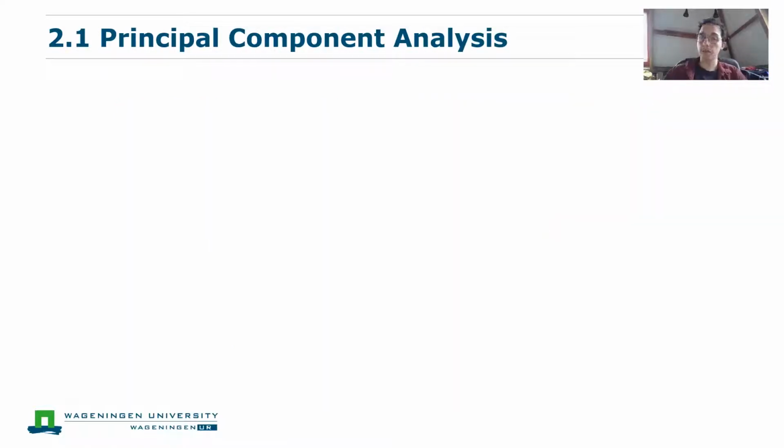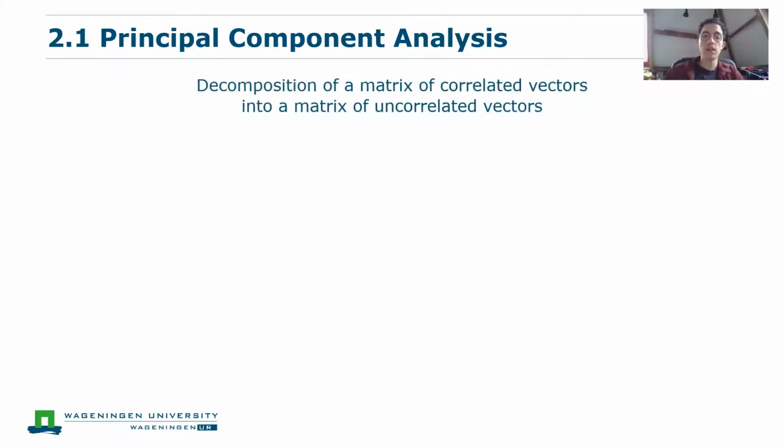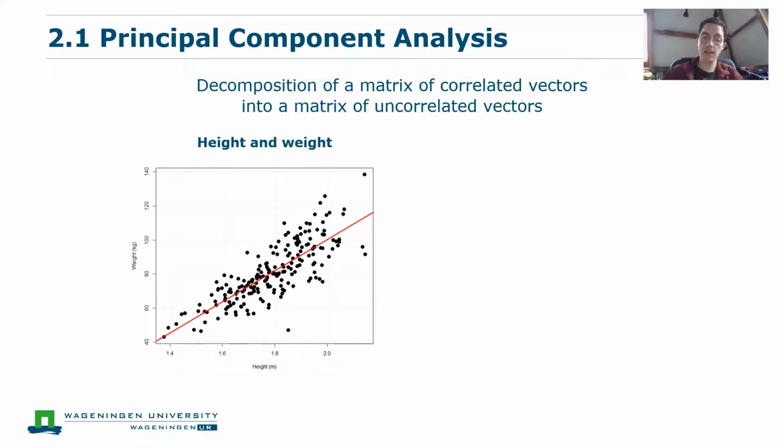Let's talk about principal component analysis. Now, PCA is a bit complex, so I will try to give you a bit of an intuitive understanding of what it is, because we don't have time today to cover the maths of it. PCA is nothing else than the decomposition of a matrix of correlated vectors into a matrix of uncorrelated vectors. What does that mean? Imagine that we have a matrix with only two columns, one that represents height and the other weight of a series of individuals.